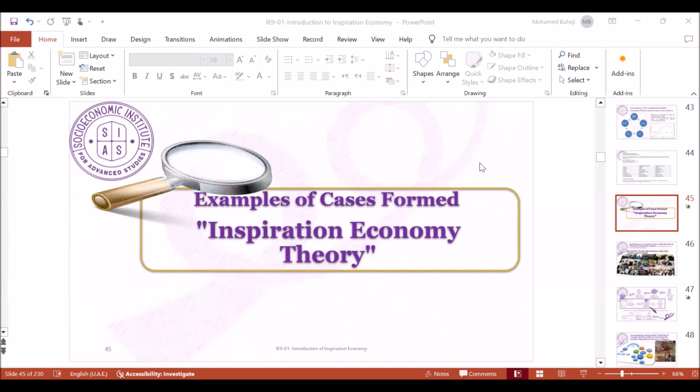Today, we are going to continue our introductory to inspiration economy course module, which is the basic module that introduces you to the MSc and PhD programs or postgraduate programs in general, and the idea of inspiration economy in our programs in CS or around the world.